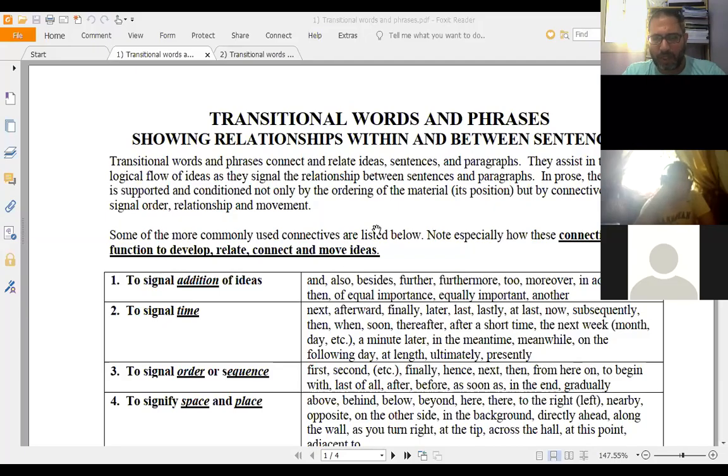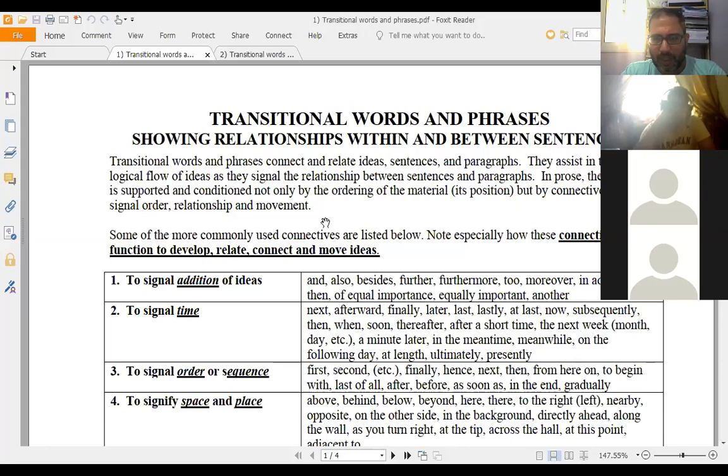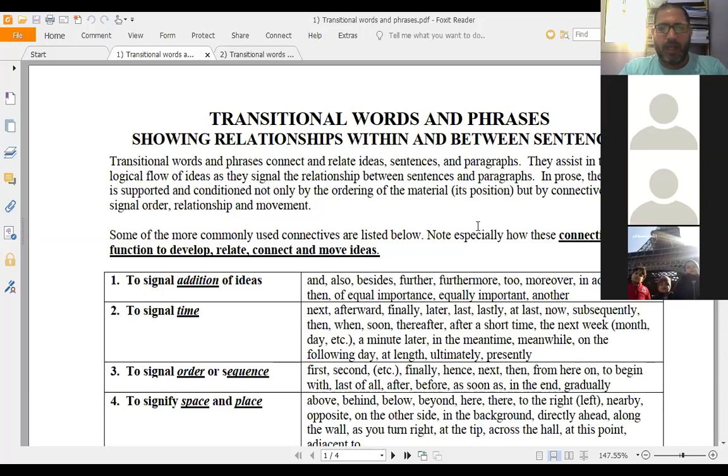Now, let's have something else. Look, here we are having a worksheet about transitional words. Abdulaziz, close the camera, if you don't mind, please, your cameras, because we need to focus. Yes. So we are having here, as you can see, a worksheet.